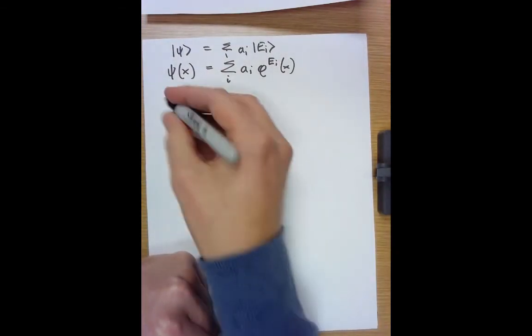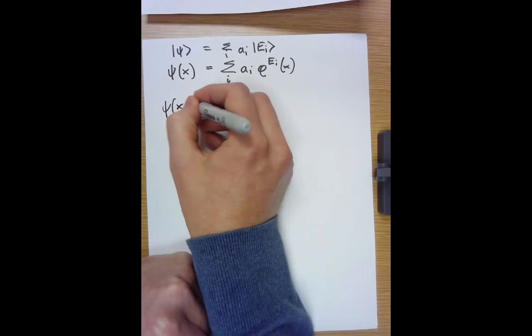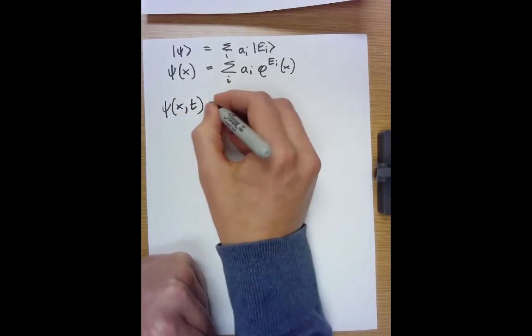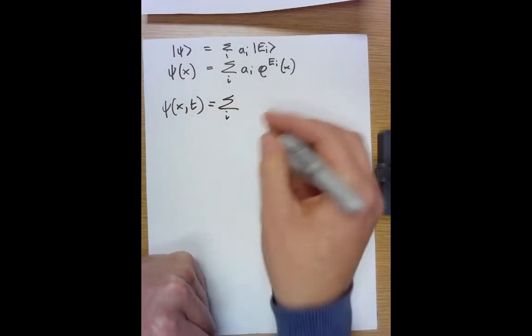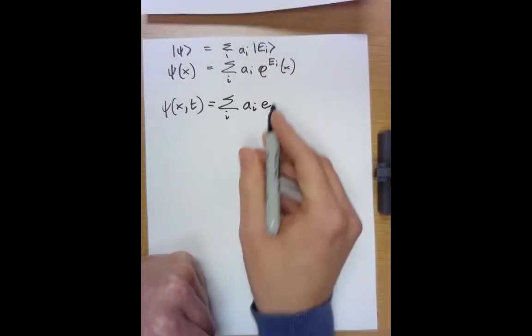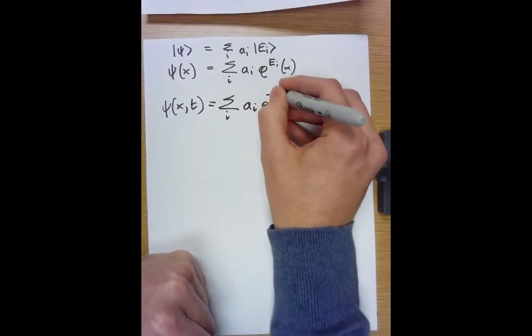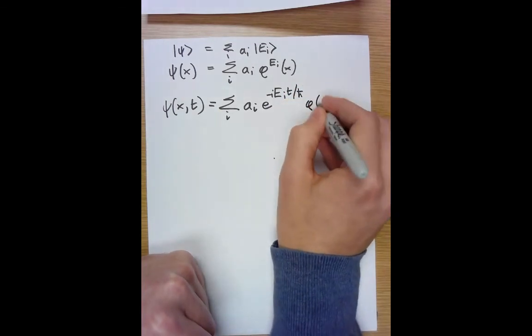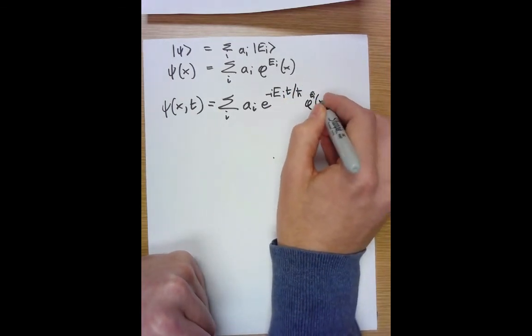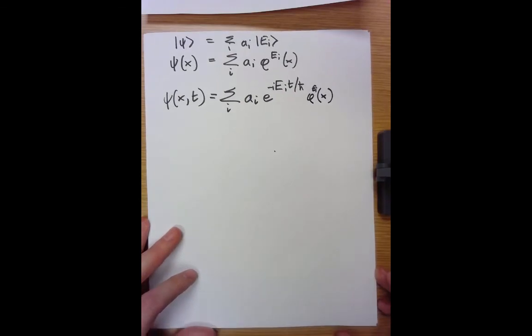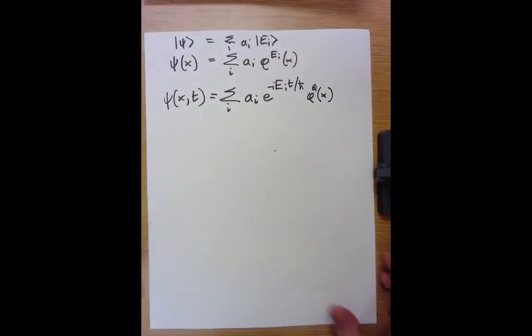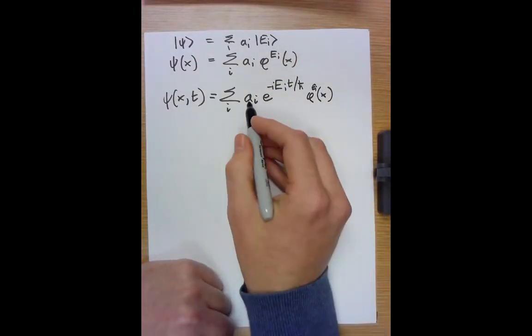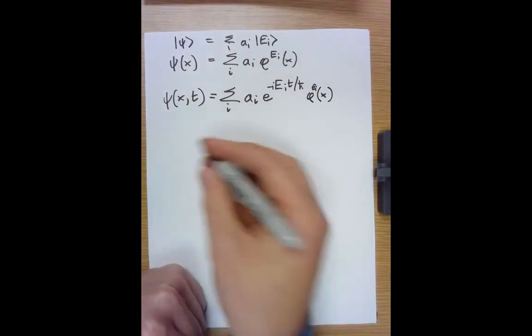If you then want to know what it is at any time in the future, all you do is you multiply each coefficient by e to the minus i E i t over h bar times phi E i of x. So this is exactly what we've been doing before. Nothing has changed.